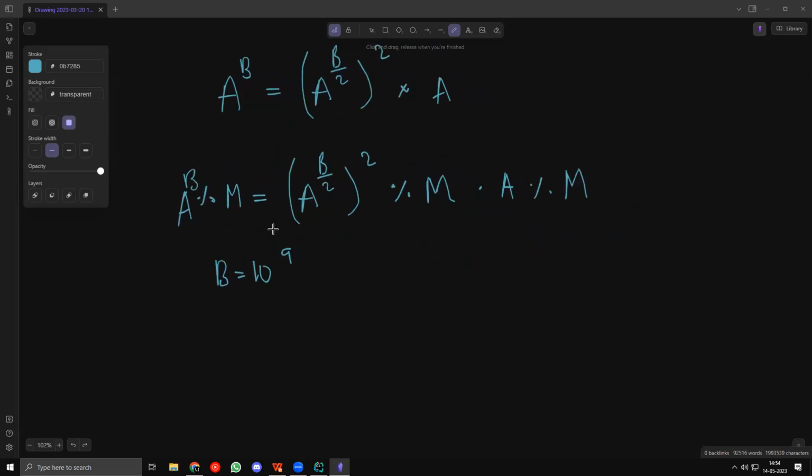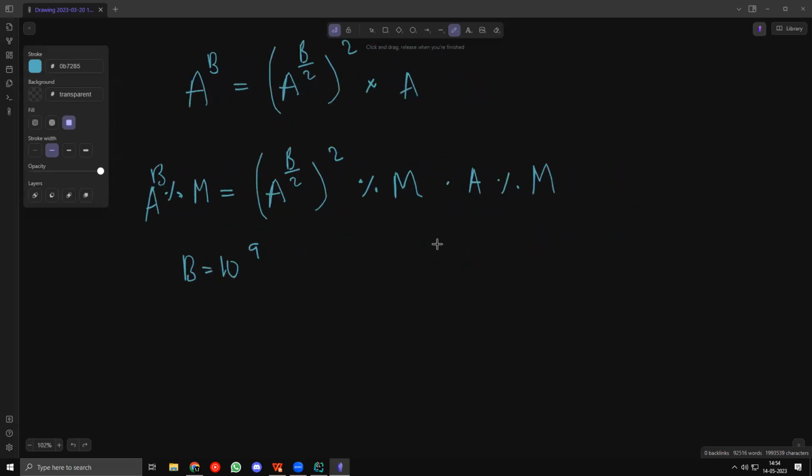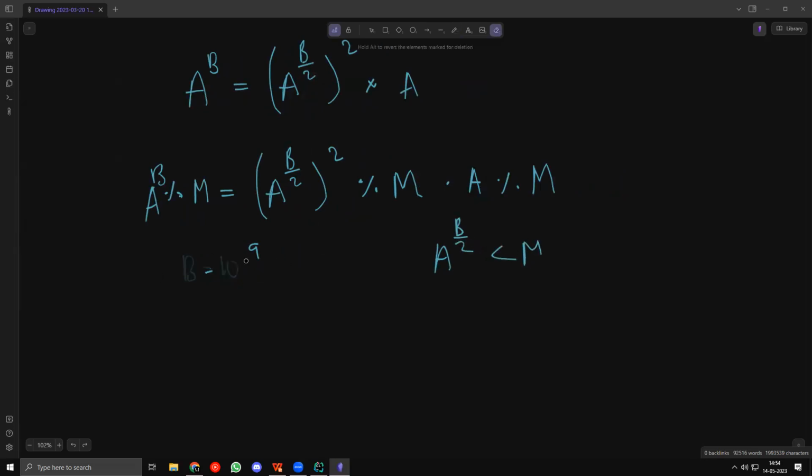Okay, Nikhil, that's a good question actually. It's not a silly doubt. How do we know that a to the power of b by 2 is less than m? This is a good question, Nikhil. And the reason is actually pretty simple.